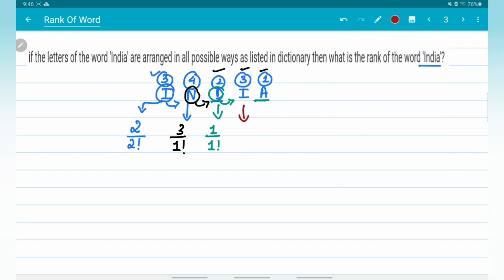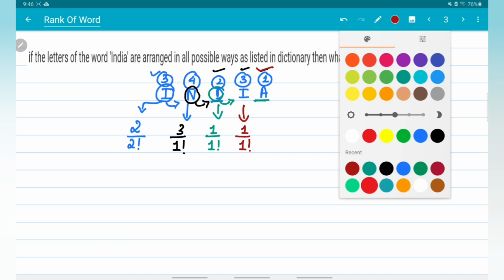Now for I, if I check, I has got the number 3. Now on the right side there is A with the number 1. 1 is less than 3. So I've got one number which is less than 3 on the right side. So I'm going to write here 1 and divided by any repetition, no repetition. So divided by 1 factorial.